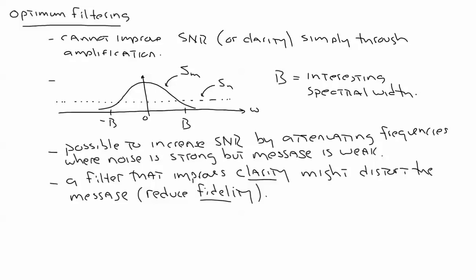Okay? So the question for us is, can we design, with knowledge of the power spectral density of my message and the power spectral density of my noise, a filter in some optimum way so as to maximize clarity while minimizing loss of fidelity?